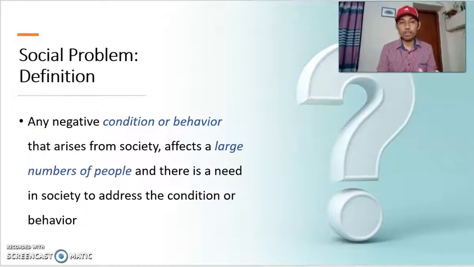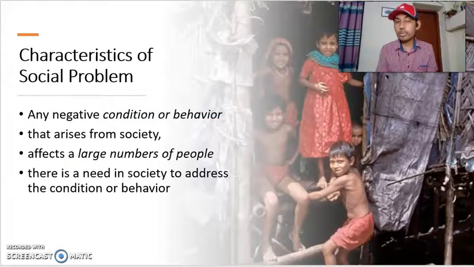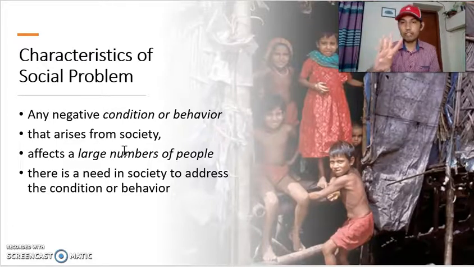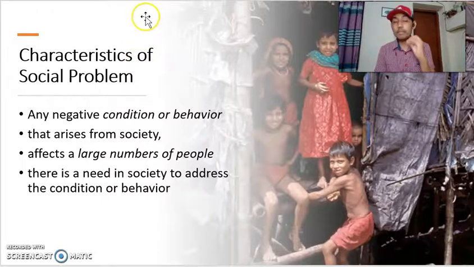So what are the characteristics of a social problem? A social problem is a negative condition or behavior. It arises from society. It affects a large number of people. And there is a need in society to address the condition or behavior. I just broke down the definition. So if these four conditions are present in any problem, that is a social problem.